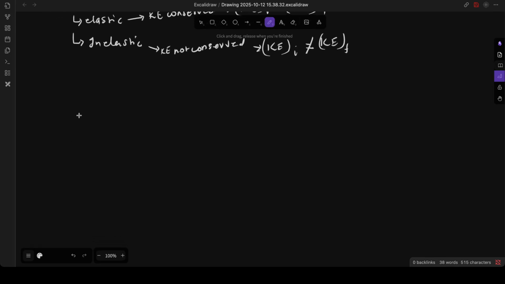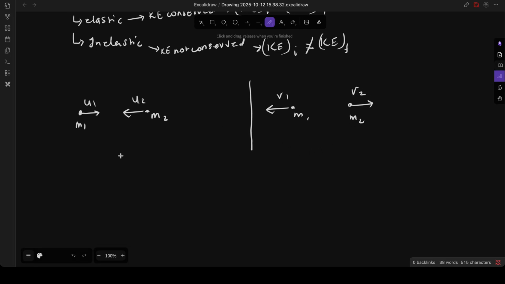Now let's take a scenario. Let's consider a system of two bodies. Body with mass m1 is moving with velocity u1, and body with mass m2 is moving with velocity u2. After the collision, the body with mass m1 will move with velocity v1, and the body with mass m2 will move with a velocity v2.